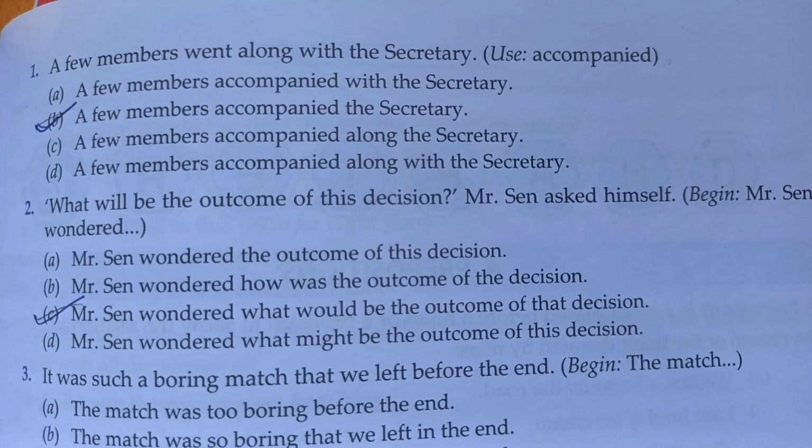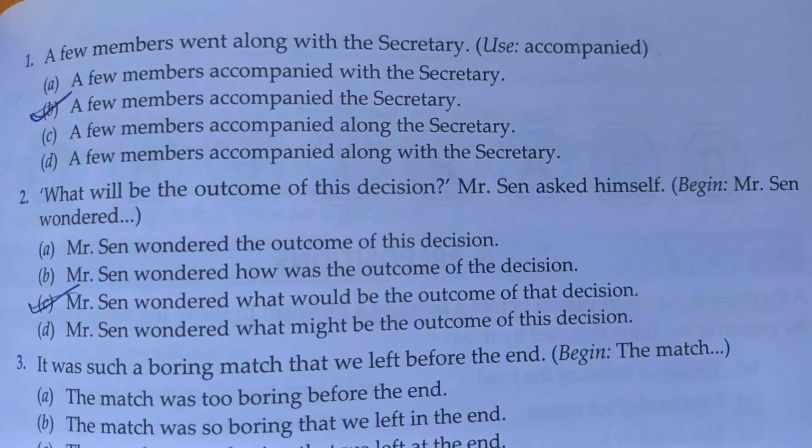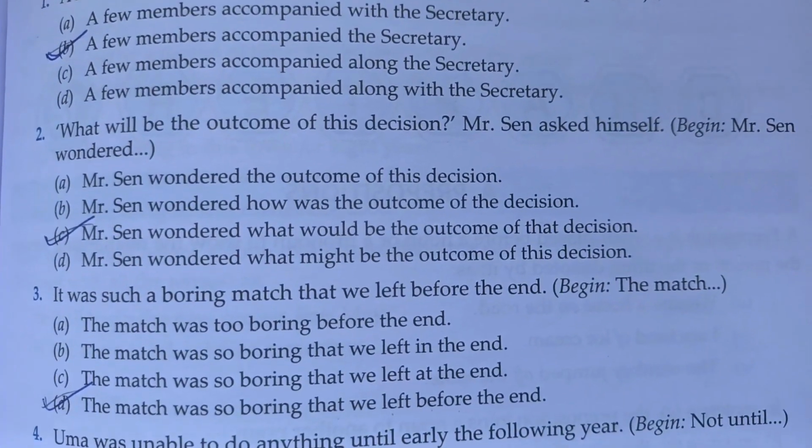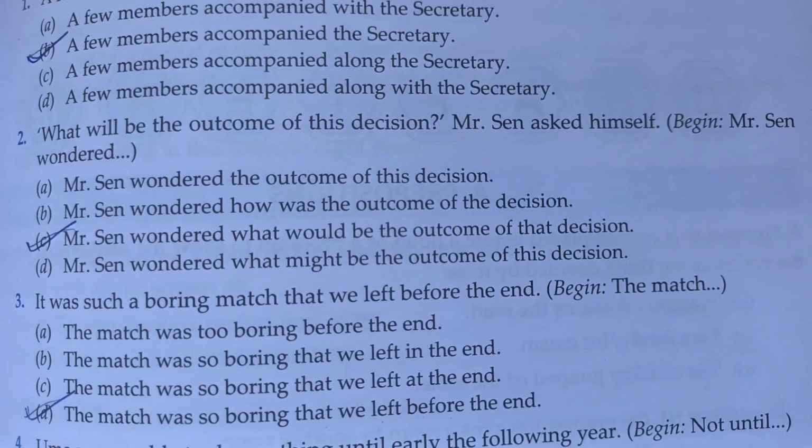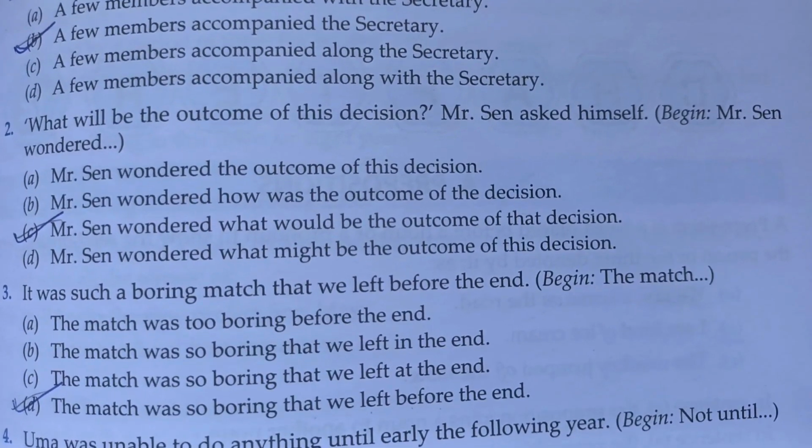Second, what will be the outcome of this decision? Mr. Sen asked himself. So here option C is correct. Mr. Sen wondered what would be the outcome of that decision.